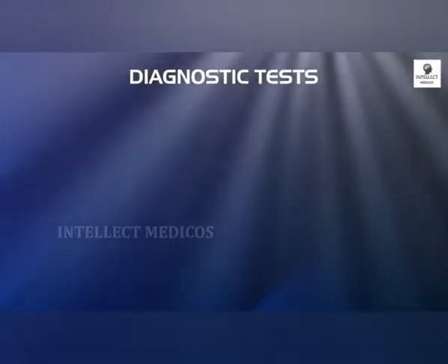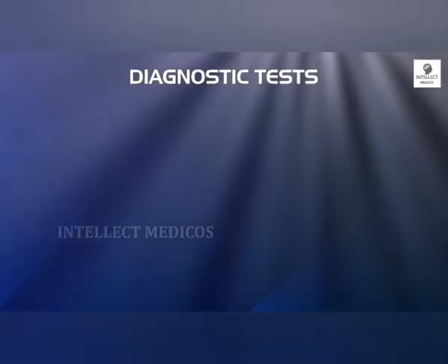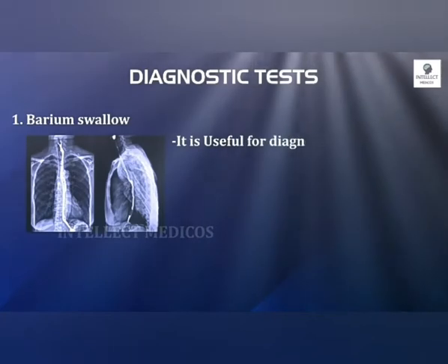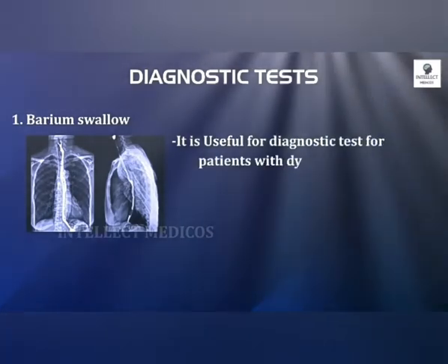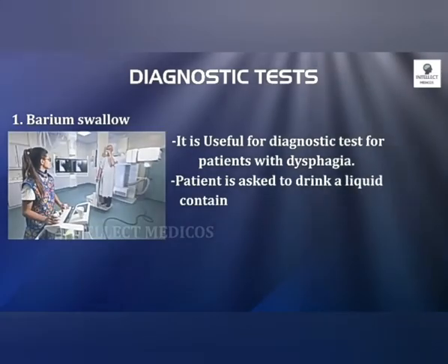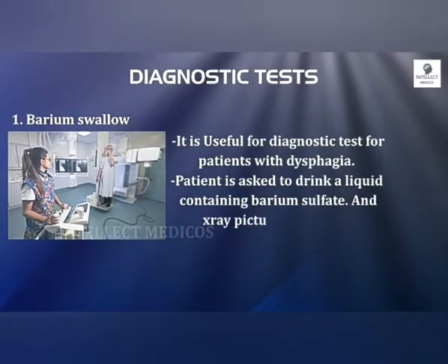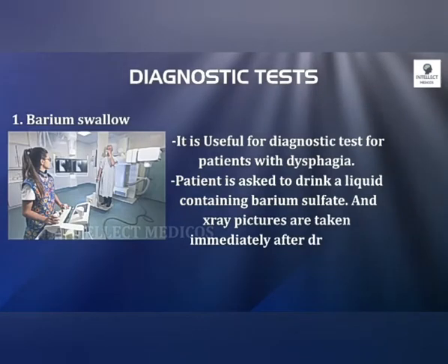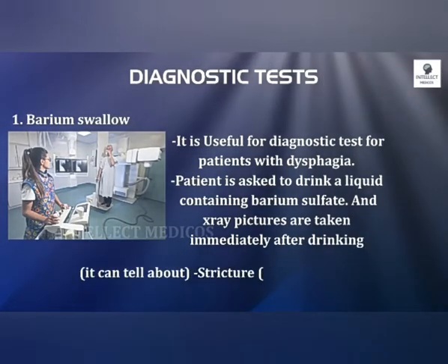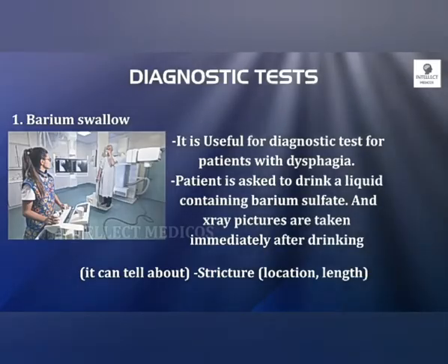Now coming on to the diagnostic tests. First is the barium swallow test. It is the useful first diagnostic test for the patient with dysphagia. The patient is asked to drink a liquid containing barium sulfate, and X-ray pictures are taken immediately after drinking. It can tell about stricture, any mass, or hiatal hernia.